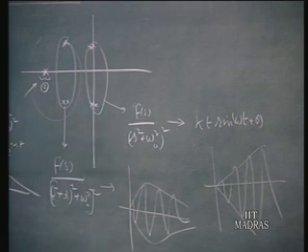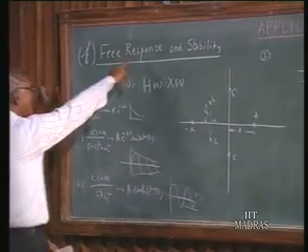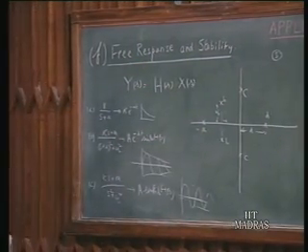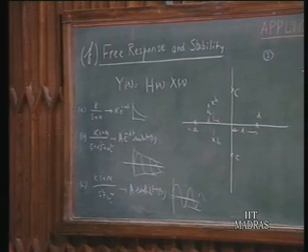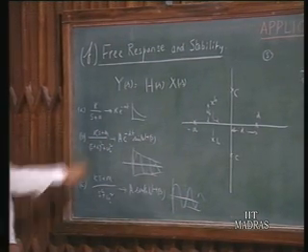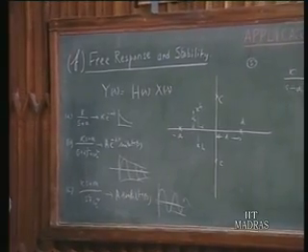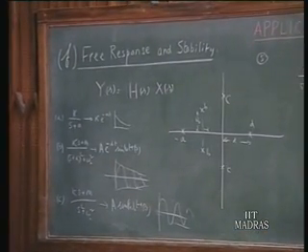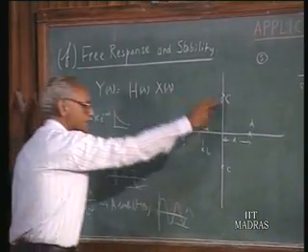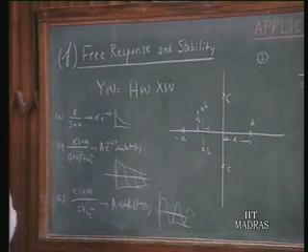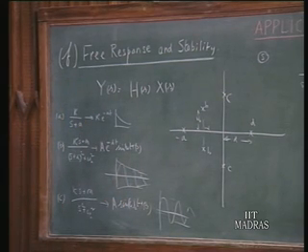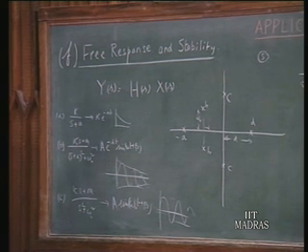That means, to conclude this discussion, if we want the free response to decay with time, then we require that the poles of H of s should be in the interior of the left half plane. If they are on the imaginary axis, they must be simple. They must be of unit multiplicity. They cannot be repeated. And certainly we cannot permit poles of any order in the right half plane. So that is the meaning of stability.